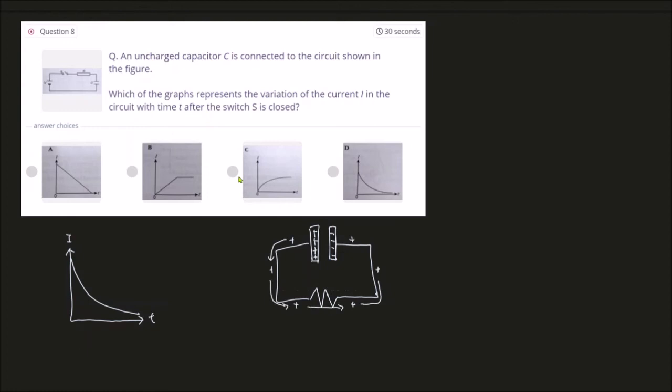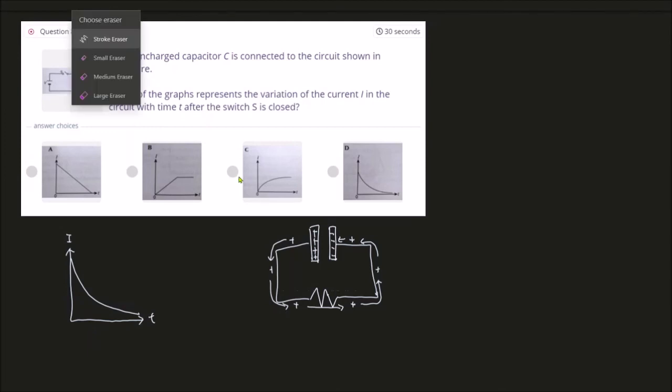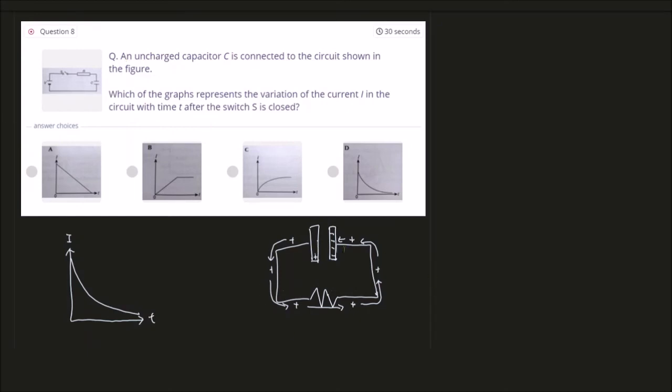So of course, if most of the charge has already left the positive plate, then there will be less and less charge moving, right? At some point in time, you will be left with less and less charges over here. So there will be less and less charges moving in the circuit from the positive plate to the negative plate, right? So in that case, of course, the current will be reducing.